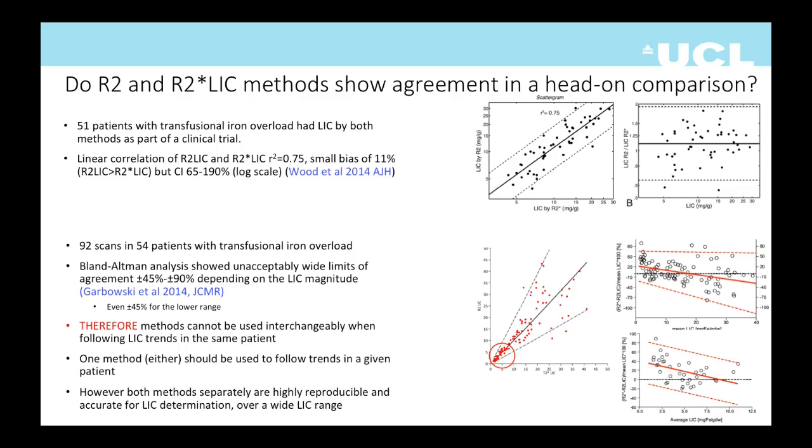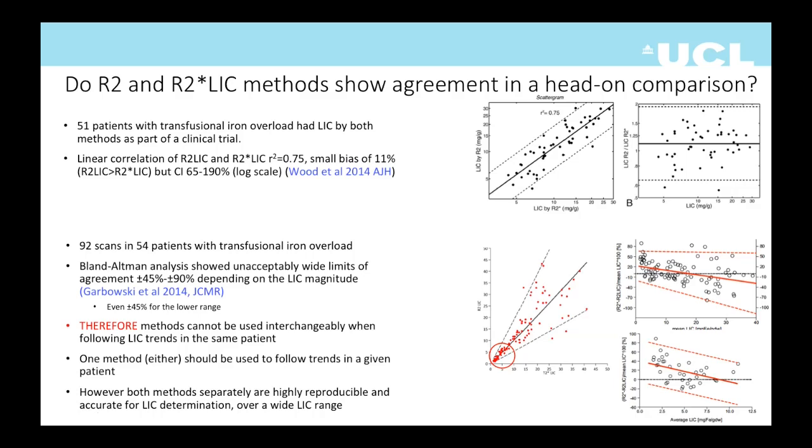The inter-reporter agreement is typically plus minus 5%. So any agreement limits that are above that suggest that the methods are actually not paired well. And so both of these studies concluded that the methods cannot be used interchangeably when following LIC trends in the same patient, and that one method, so either of them, should be used to follow trends in a given patient. But then again, as far as mean effects are concerned, these methods separately are very reproducible and accurate for LIC determination and over a wide LIC range.